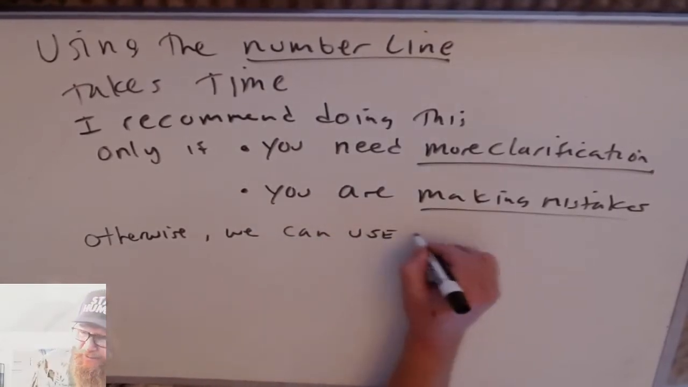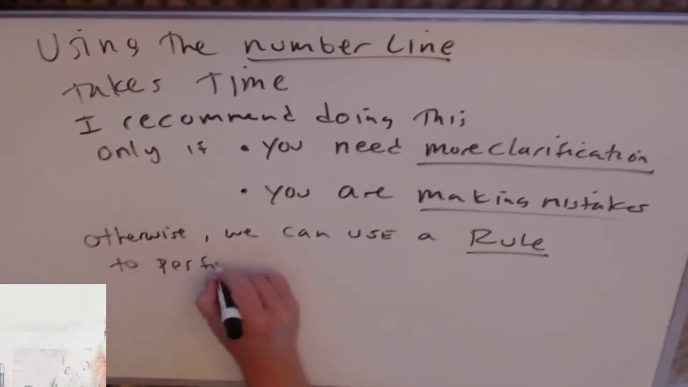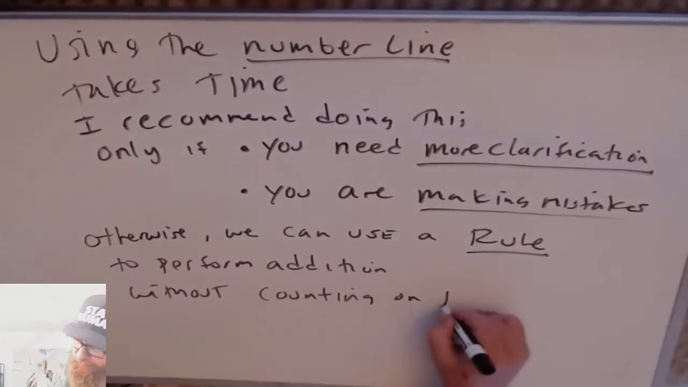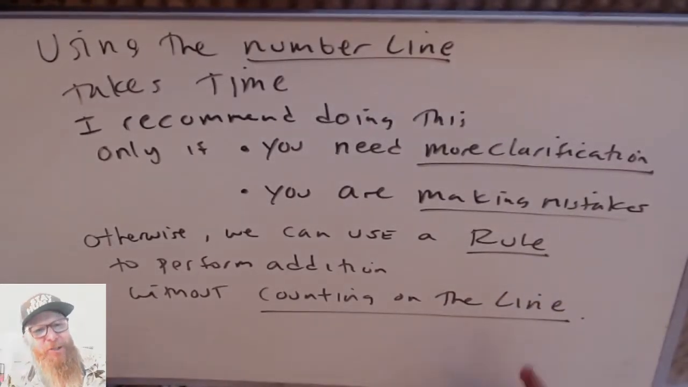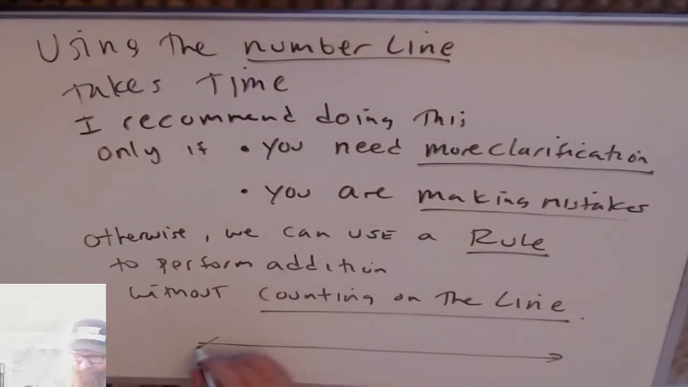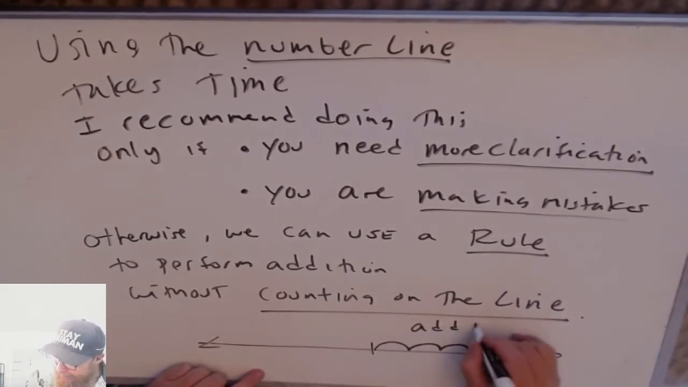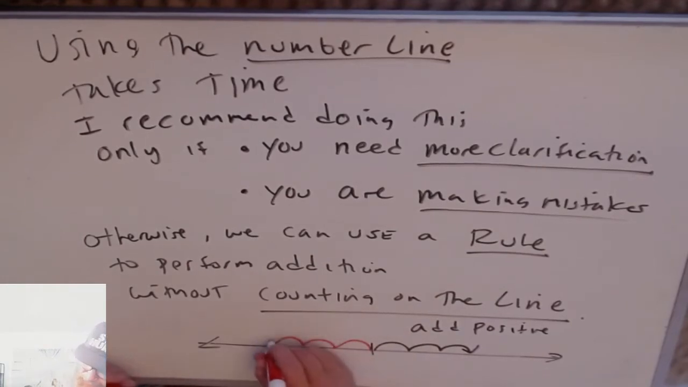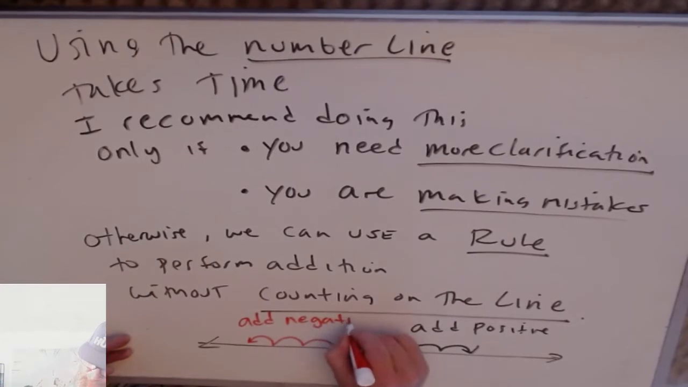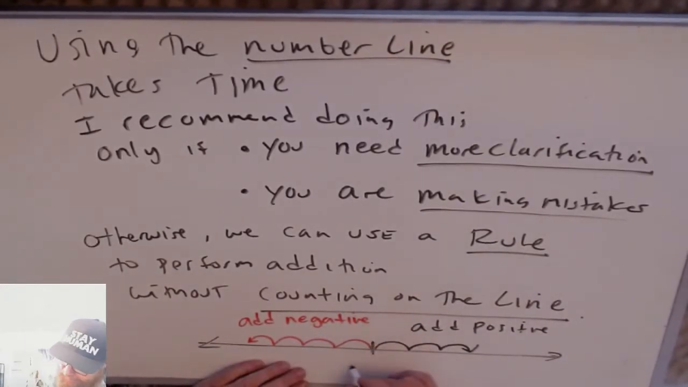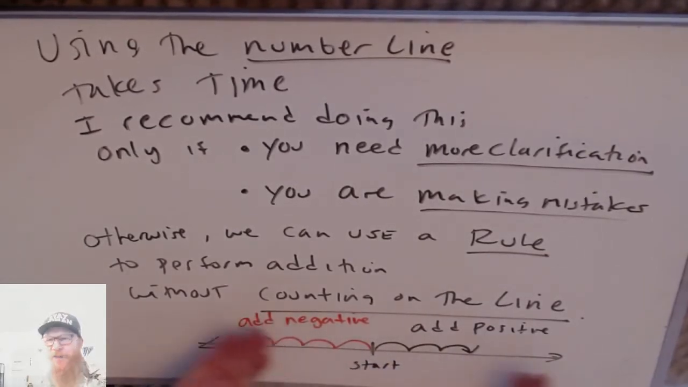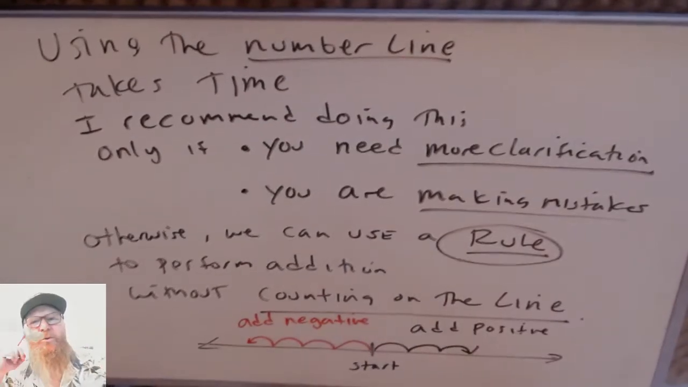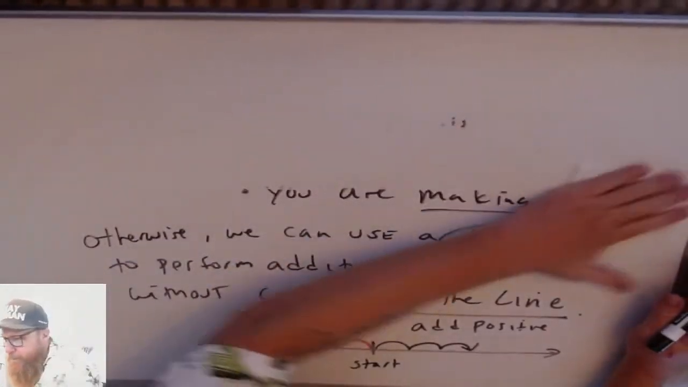then we can use a rule to perform addition without counting on the number line. Because that's essentially what we're doing: we are counting on the line. Add a positive, you move to the right. If you add a negative, you move to the left of wherever you're starting at. And you don't want to have to go 1, 2, 3, 4, 5, 6, 7, or negative 1, negative 2, negative 3, negative 4 every single time. We want to have a nice rule for addition. So here is the rule, or here are the rules.